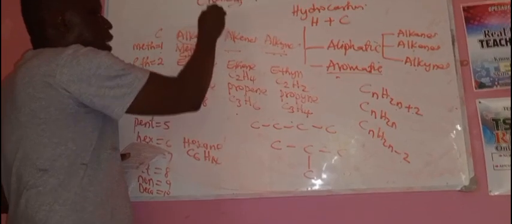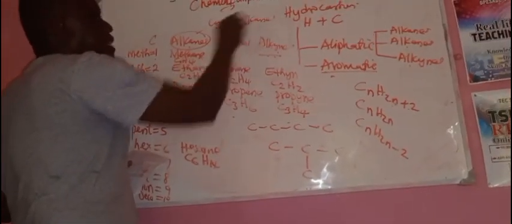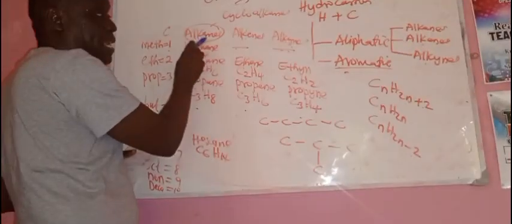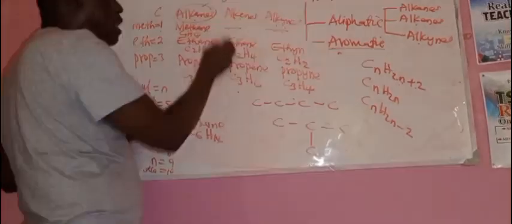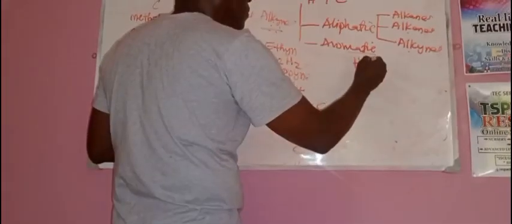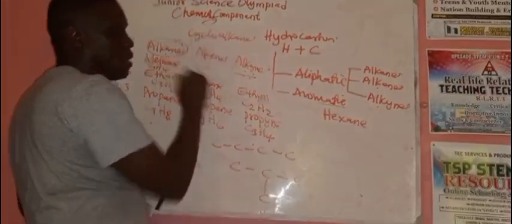Alkanes can form cycloalkanes. That means the carbon atoms of alkanes, only alkanes, I can arrange in circular form. Let me demonstrate that. Let's pick hexane, for example. Let's see what happens when we turn hexane to cycloalkane. Hexane is how many carbon? 6.